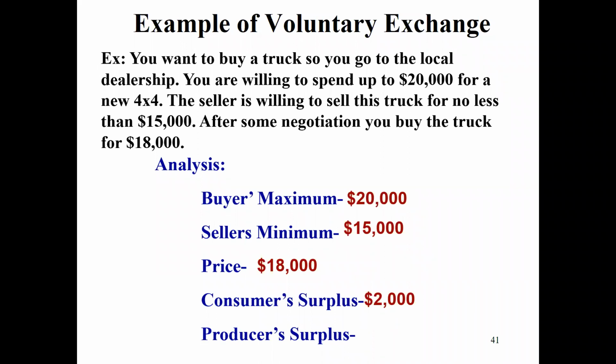Okay, 1, 2, 3, producer surplus. Okay, we got 3,000. They were going to sell it for 15. They sold it for 18, 3,000. Notice consumers and producers both win. That's the voluntary exchange. Winner, winner, chicken dinner. 2 winners.